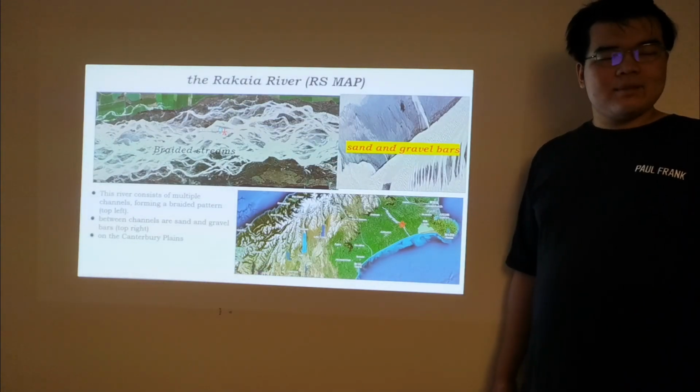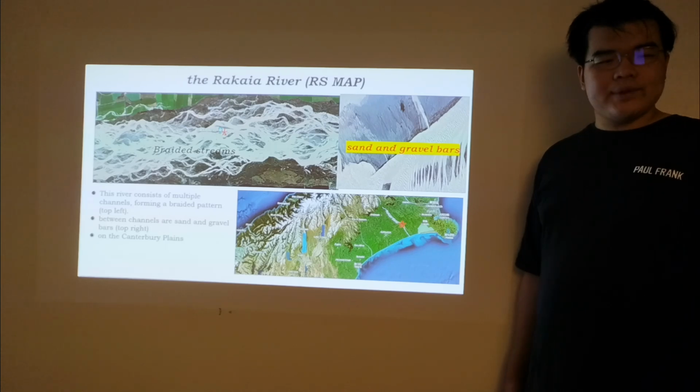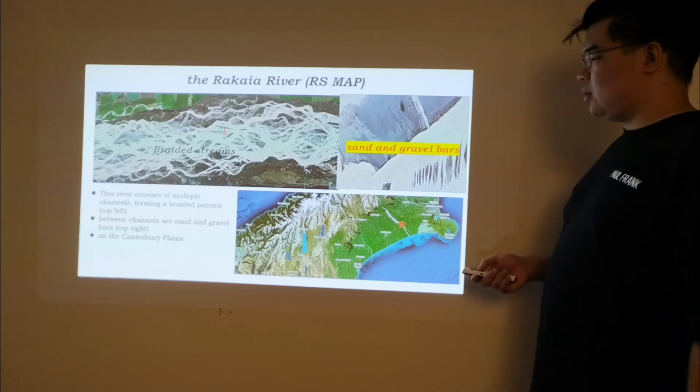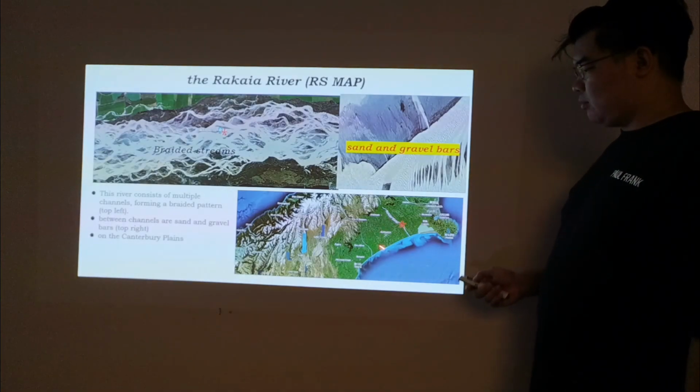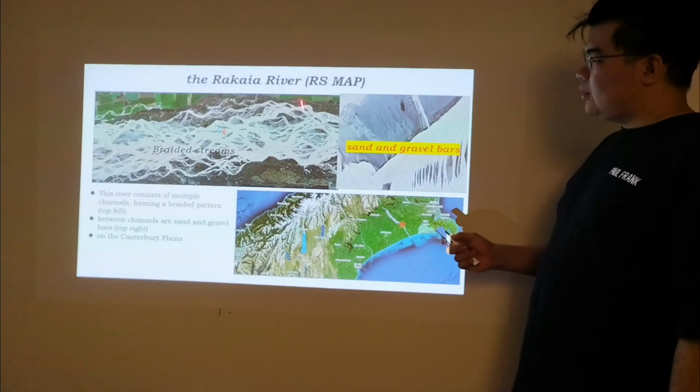As the remote sensing maps show, this location is in the middle reaches of the Rakaia River in New Zealand. It is about 100 kilometers from the Southern Alps and a few dozen kilometers from the coast. The river lies on the Canterbury Plains. As we can see from the image above, this river consists of multiple channels, forming a braided pattern. Between channels are sand and gravel bars. The bars look black.